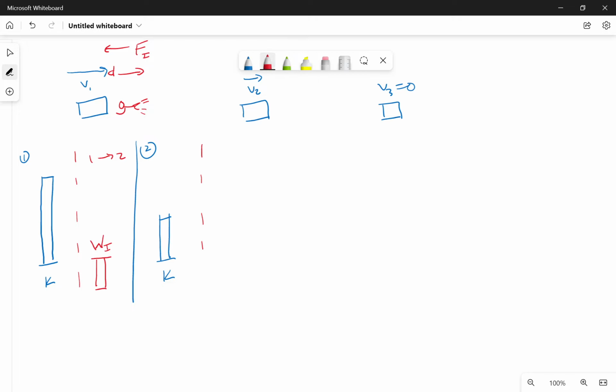Again for state 3, or sorry, between states 2 and 3, I should say. I'm going to see that Iron Man does more negative work, and I'm going to make it an equal amount of negative work, so that by the time I get to state 3, the train now has no kinetic energy.